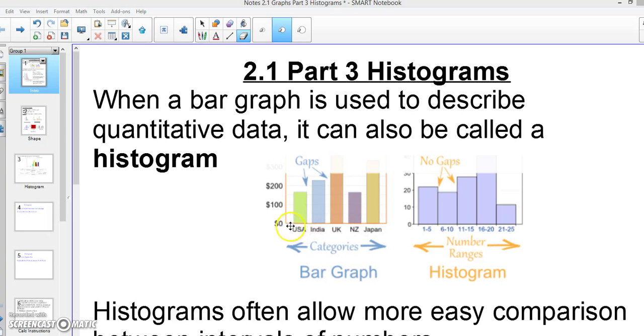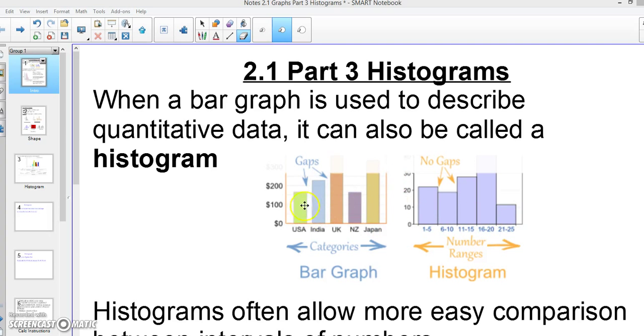So if I had something along the lines of countries of manufacture, for instance, USA, India, UK, New Zealand, Japan, I would use a bar graph because I'm talking about categories, whereas if I'm talking about age ranges or something like that, I would use a histogram. So that's the mathematical difference.